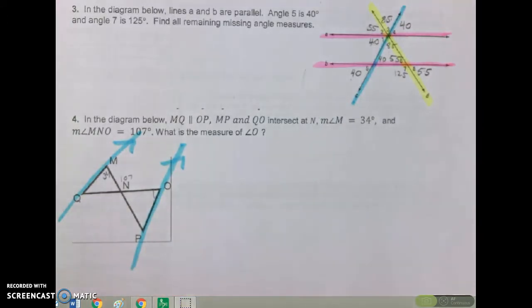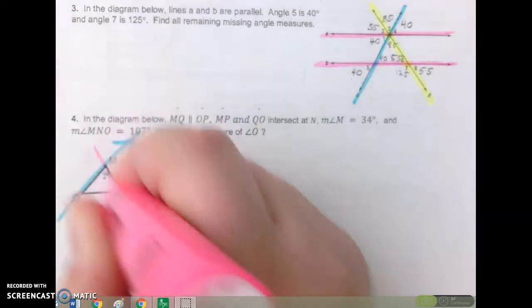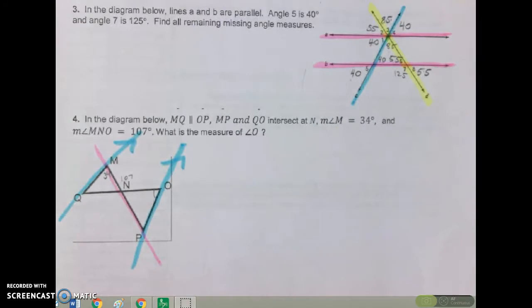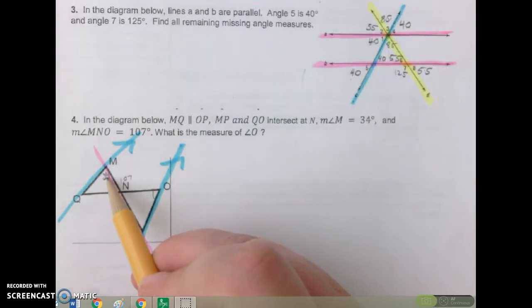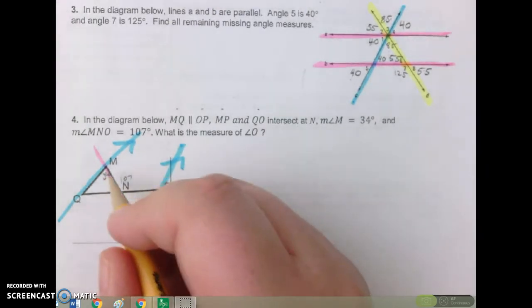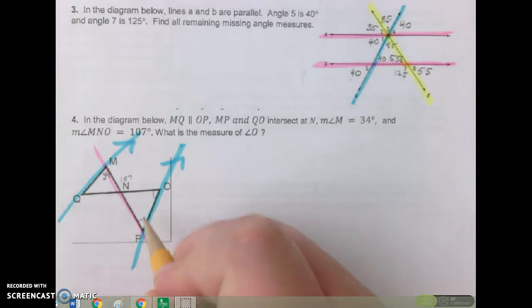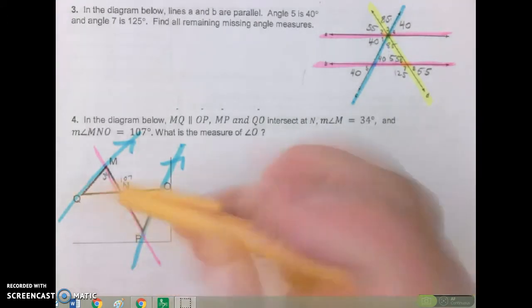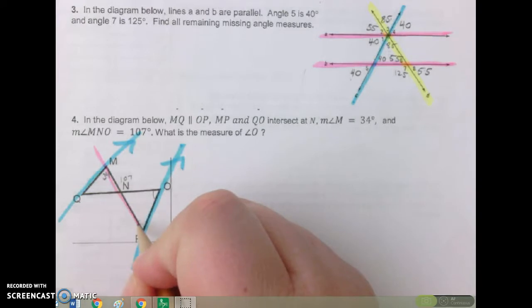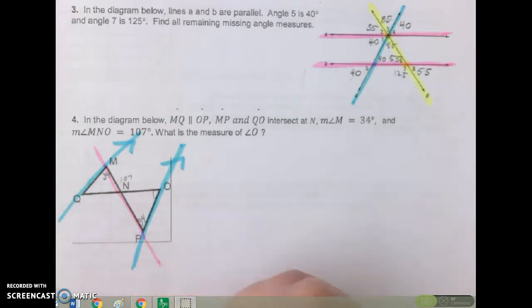So this is the angle we're looking for. So here's where I would head with this. First of all, in order to solve this problem, we've got to figure out what's going on. I'm going to look at line MP as a transversal cutting my two blue lines, and I'm going to see that this 34-degree angle is an alternate interior angle to NPO. So if that angle is 34, then this one has to be 34 as well.